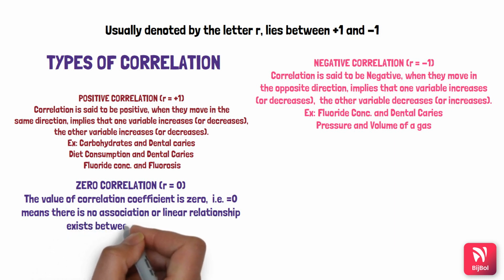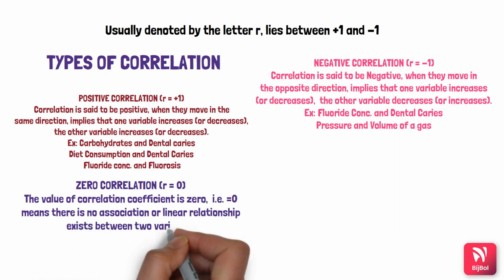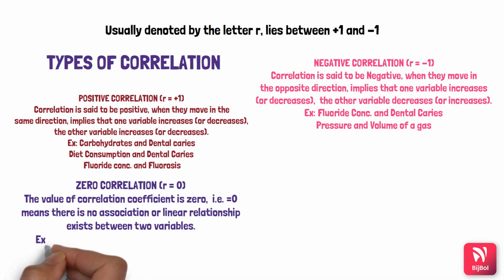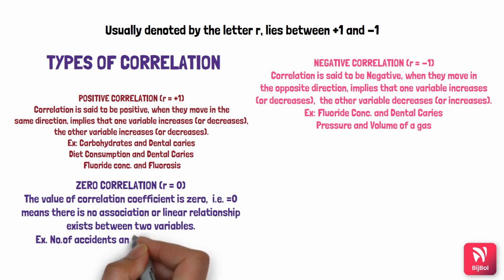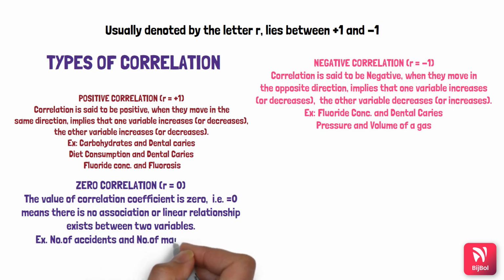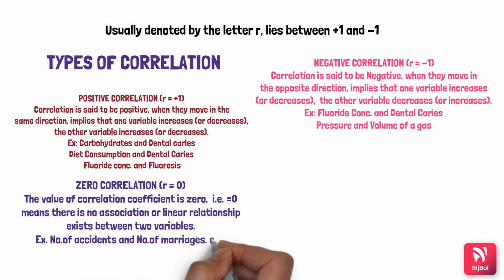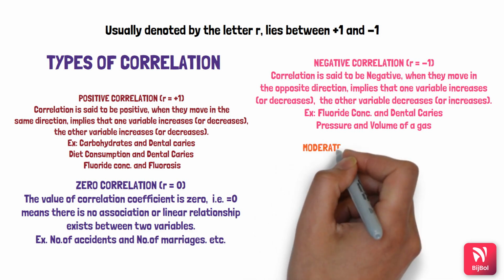For example, number of accidents and number of marriages. Now how do the number of accidents relate with the number of marriages? These are two variables which are not in association. There is no association existing between these two variables. That is the reason it is 0.